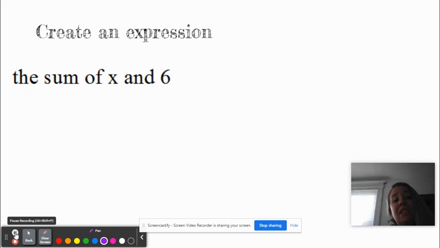Okay, so for this one, sum means add. So you would simply just put x plus 6. 6 plus x also would work, right?